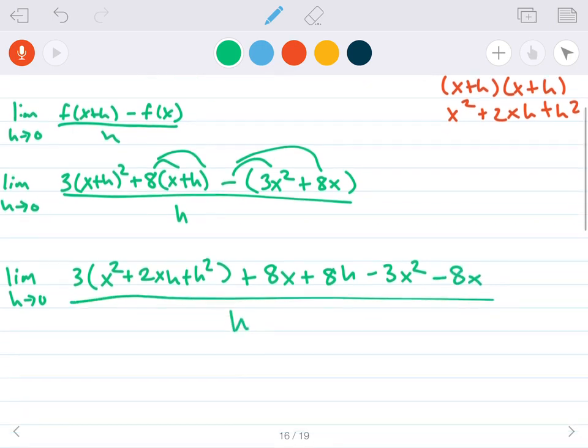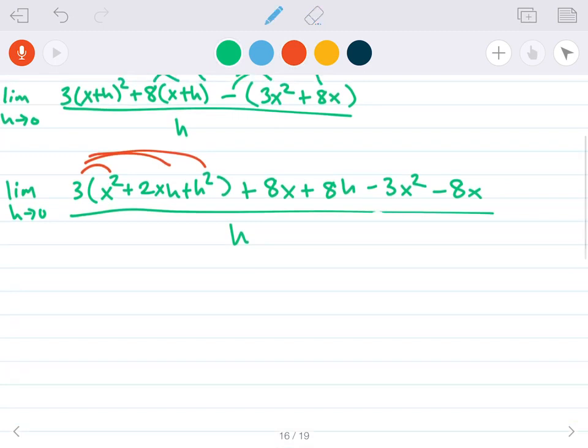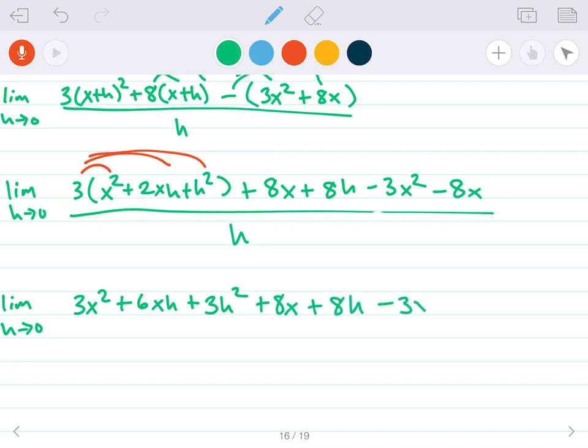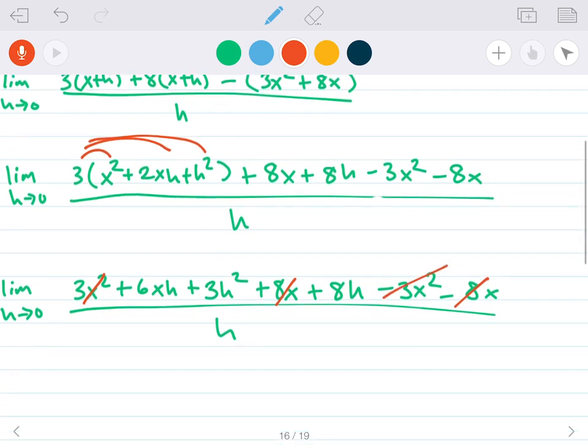All right, let's go ahead and distribute this 3 in here. So we have limit as h goes to 0 of 3x squared plus 6xh plus 3h squared. And then we have all of this stuff after it. And we're going to have some things that cancel, I'm sure. So these 8x's cancel. What else cancels? The 3x squareds are going to cancel. And that looks to be about it.